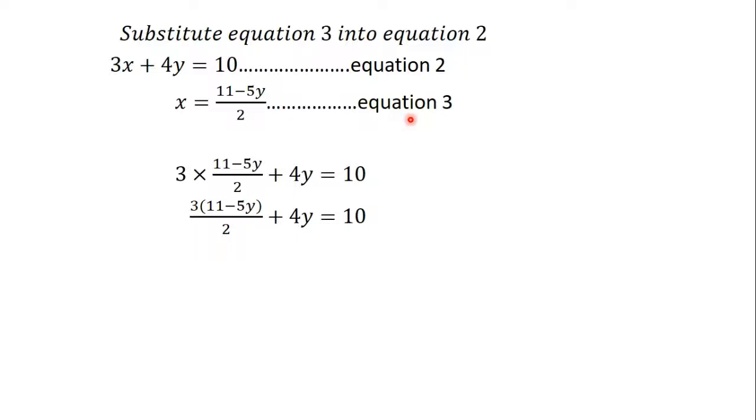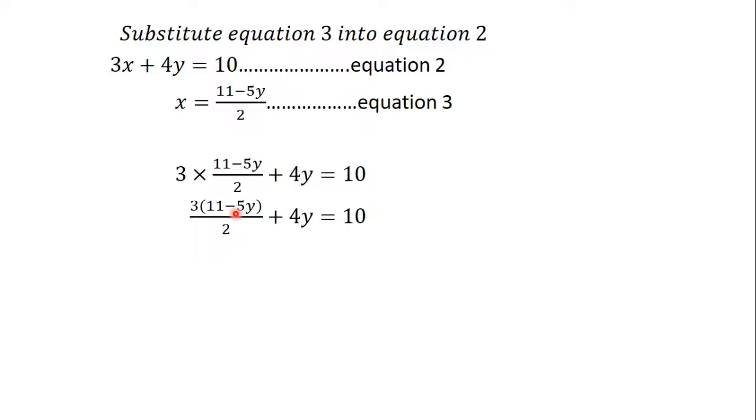We know that this is going to give us 3 into brackets 11 minus 5y divided by 2 plus 4y is equal to 10. If you watch the video on fractions, you will know that this 3 is the same as 3 divided by 1. So 3 will multiply the numerator, which is 11 minus 5y. 1 will multiply 2, which will give us 2. 3 is multiplying the numerator, but the numerator is a binomial. So I'm going to put the binomial into the brackets. Once again, if you want to understand binomials, watch the video on algebraic expressions. Binomials were explained in detail there.